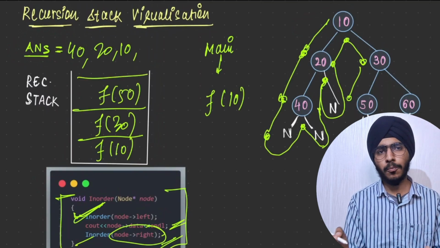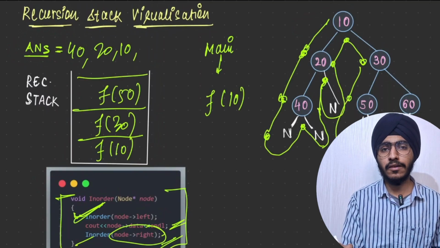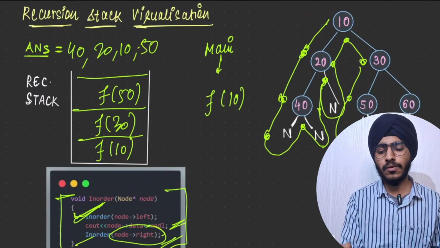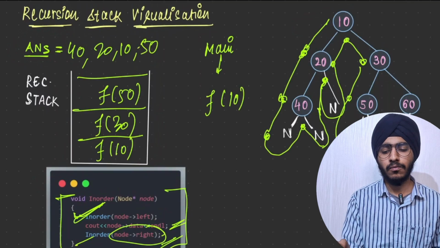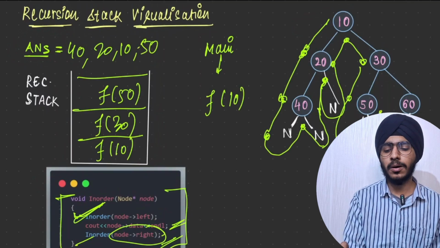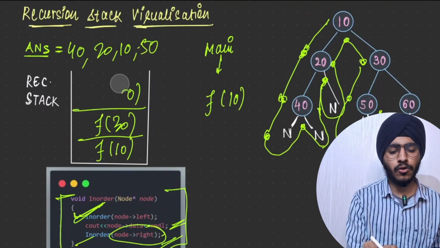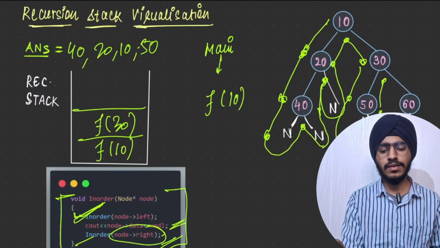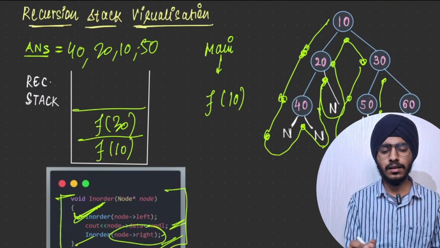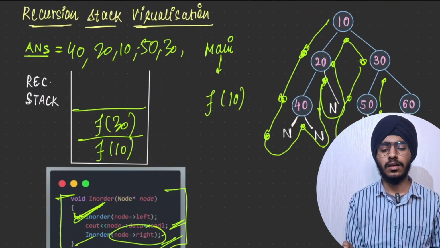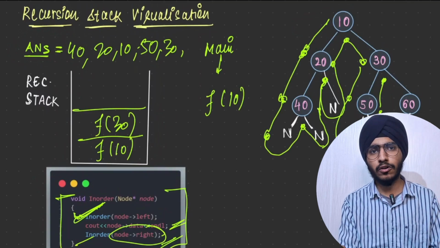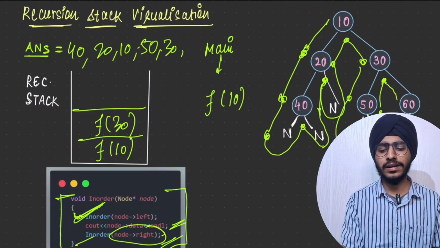Now 50 will say again operate on the same function. Because 50's left is null, we will come back to 50. We will print the 50 and then we will say go to my right. We will go to the right. Since right is also completed, 50 will be popped out from the stack. Now we come back to 30. Now 30 will say, my left is completed, time to print me as well. So now after printing the 30, we will say left is completed, 30 is also printed. Now time to go to its right.